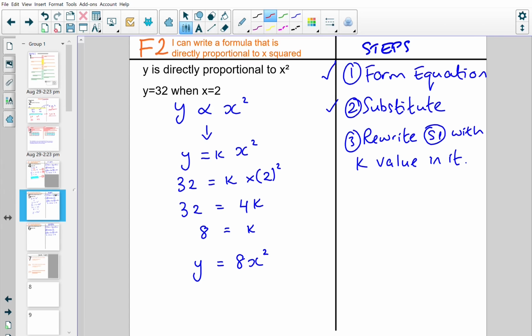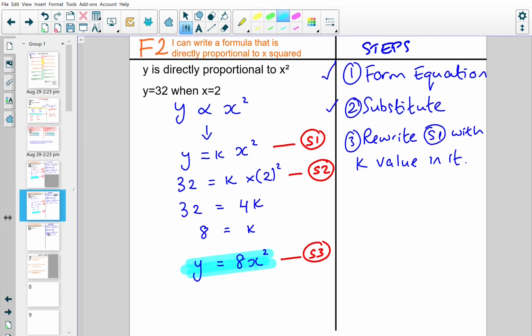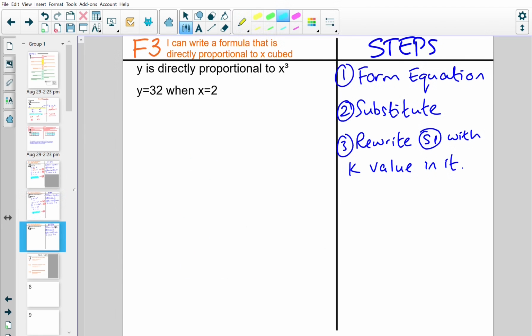In case you're wondering, this here is step 1. The substitution part is step 2. And here is my final answer, which is step 3. Moving on now to F3, which is again very similar to F1 and F2. The only difference here is that instead of x or x squared, I have got x to the power of 3 over here. Again, let's go through this reasonably quickly.